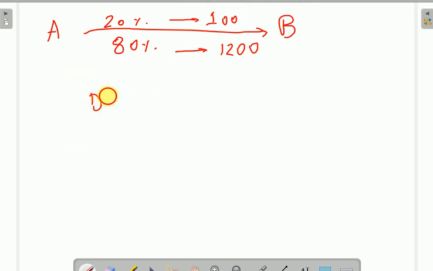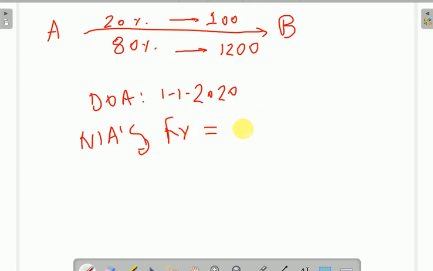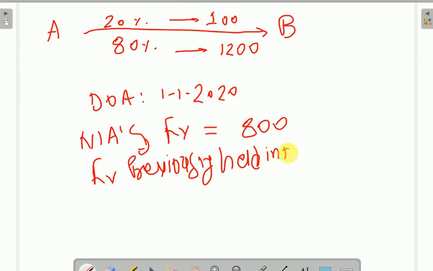On the date of acquisition, that is 1st 2020, the net identifiable assets fair value, that means total assets minus total liabilities fair value of B company was, say for example, 800. Here let's see what is the goodwill, and the fair value of previously held interest, which was 20%. Say for example, 80% we acquire at 1200.